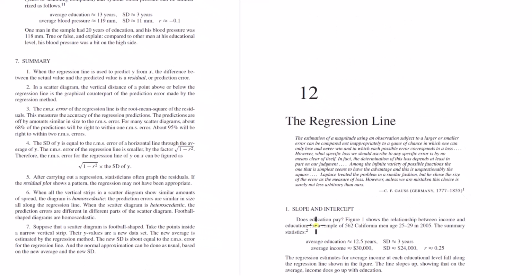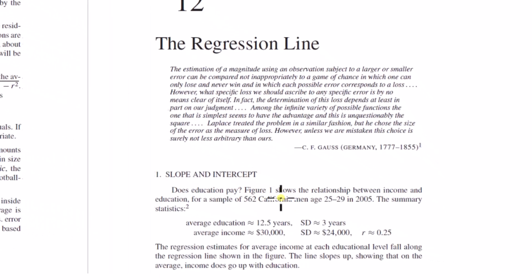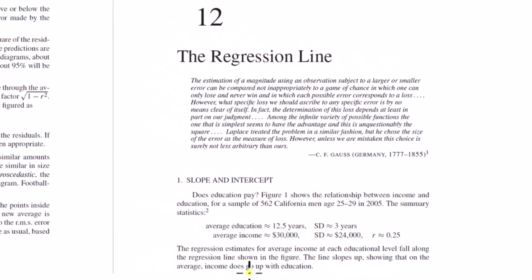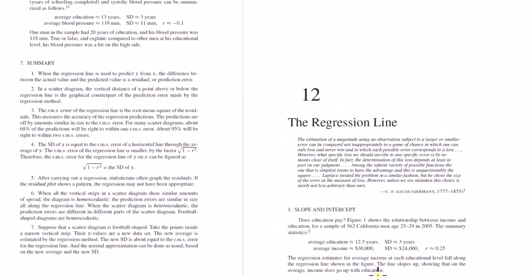Okay, does education pay? Figure 1 shows the relationship between income and education for a sample of 562 California men aged 25 to 29 in 2005. The summary statistics are shown here. The regression estimates for average income at each educational level fall along the regression line shown in the figure. The line slopes up, showing that on the average, income does go up with education.